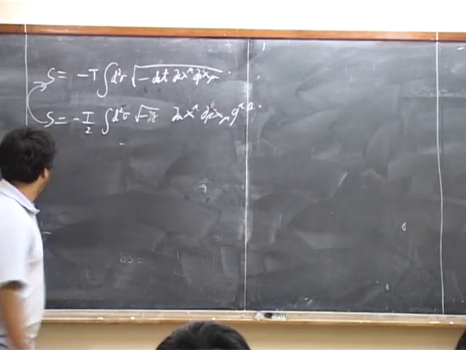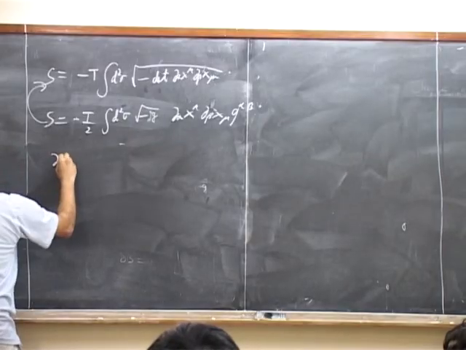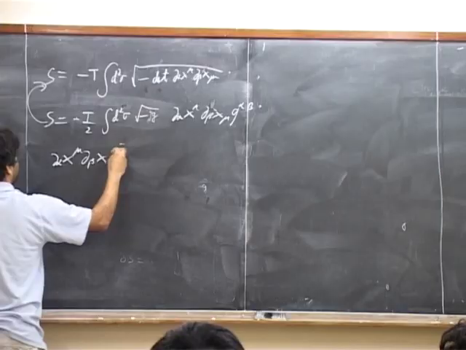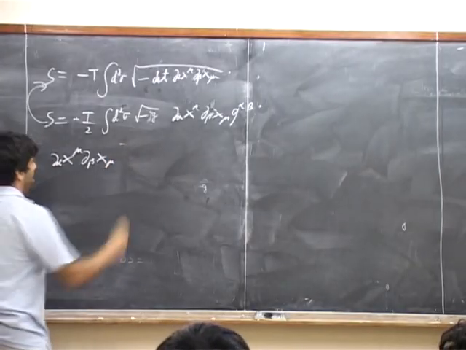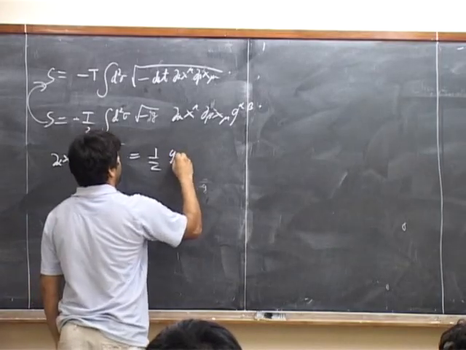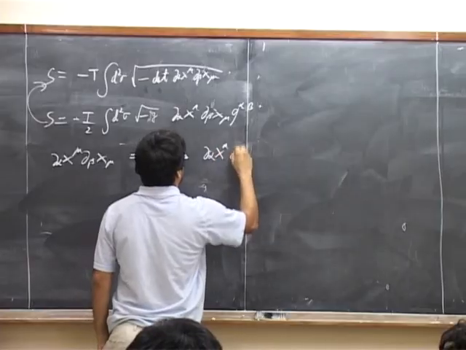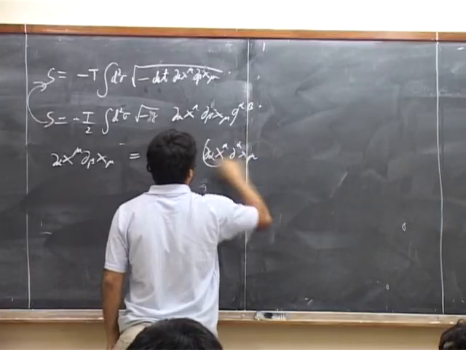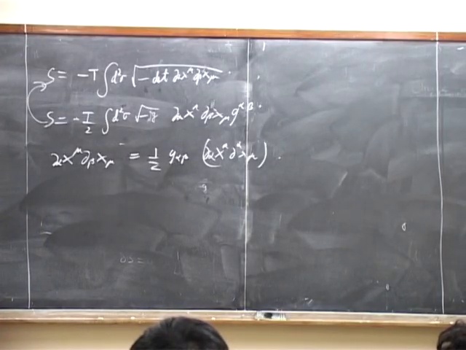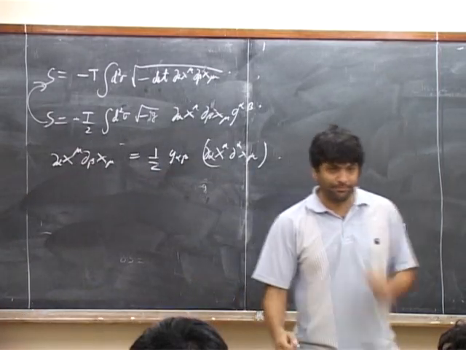What I found when varying with respect to G alpha beta is that ∂_α x^μ ∂_β x_μ is equal to half of G_αβ times ∂_α x^μ ∂^α x_μ. The raising is done with the inverse matrix G. That's what I found. This is the equation of motion with respect to G.